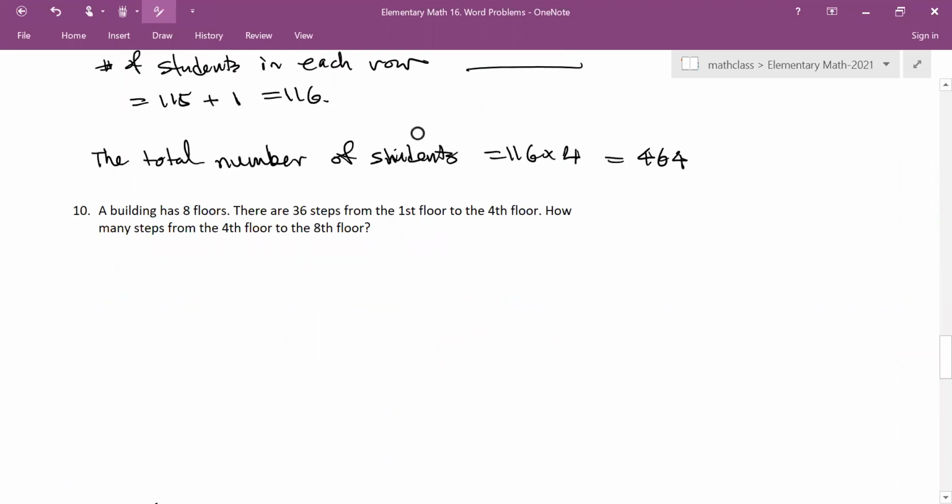All right, so take a look at the next problem. A building has 8 floors. There are 36 steps from the first floor to the 4th floor. How many steps from the 4th floor to the 8th floor? Okay. Again, you should draw the picture, okay?